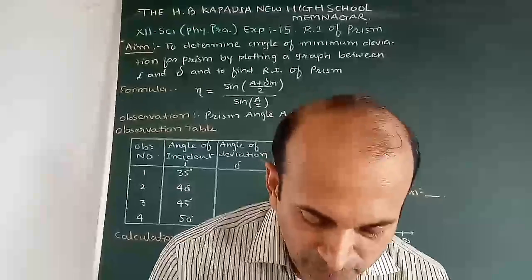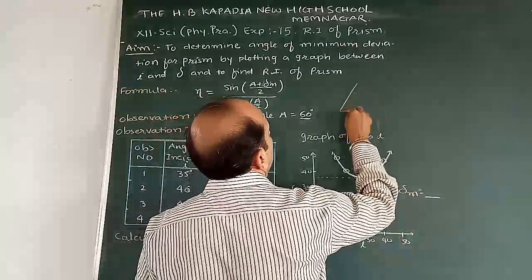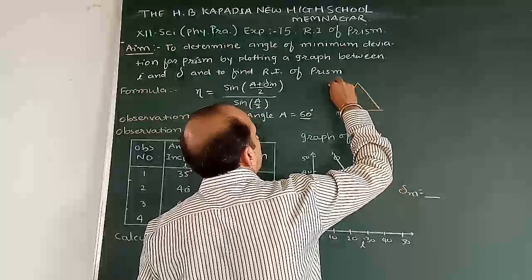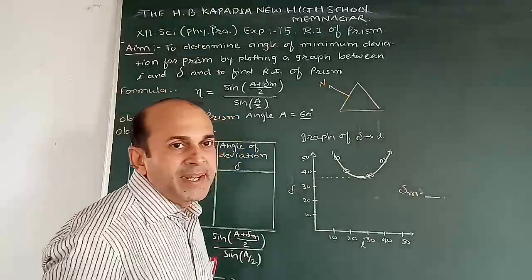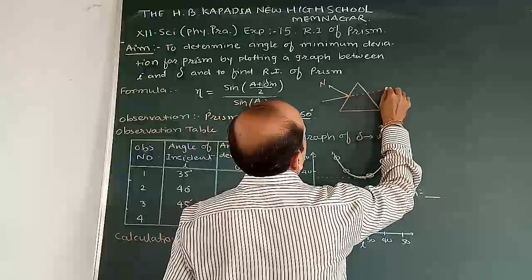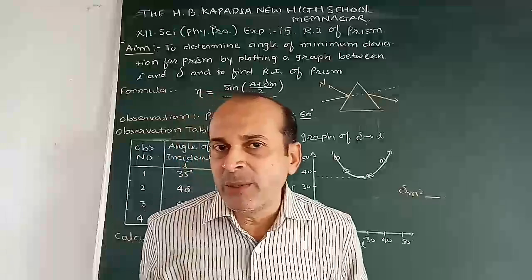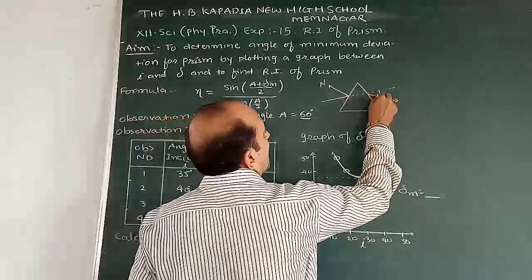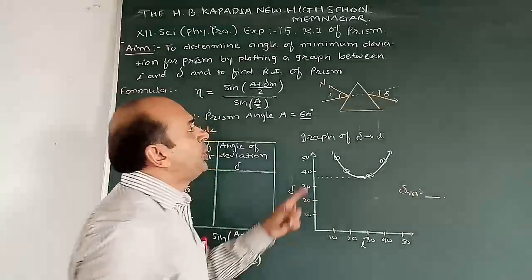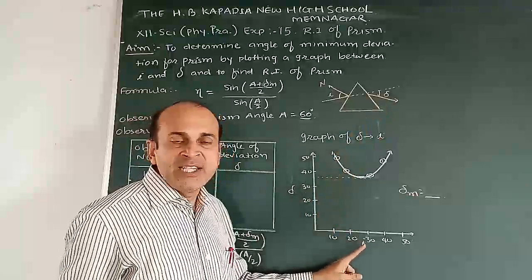Now let us start. Suppose we have a prism. We will draw a normal. For this given incident angle I, this is the straight ray, but here the ray will deviate from its original path, and this angle is called the angle of deviation. This angle is I. So you have to plot the graph of I and delta, that is delta versus I.